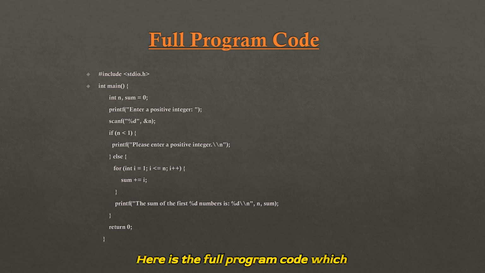Here is the full program code, which includes all the steps we have discussed. The program starts by including the necessary libraries and declaring the variables. It then prompts the user for input, calculates the sum using a loop, and finally displays the result. This code demonstrates a basic but essential programming technique in C, which will form the foundation for many more complex programs. If you are new to programming, take a moment to carefully study each part of this code and understand how each element contributes to solving the problem.